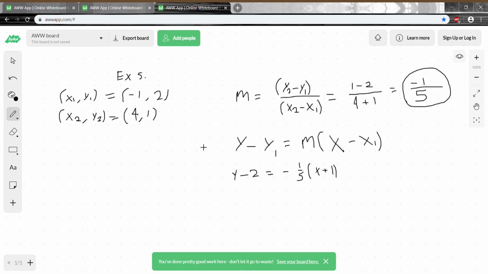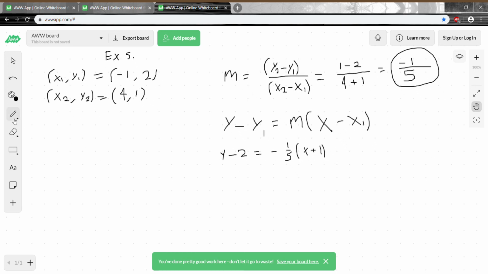Now, our equation would have come out to be the same if we had used this term, and you can do that on your own if you're not convinced. You can check it out for yourself. I'm not going to save the time. Let's simplify this into the form that we are most familiar with. So we're going to distribute the negative 1/5 out into this term. That's going to give us minus 1/5 x minus 1/5. That is equal to y minus 2.